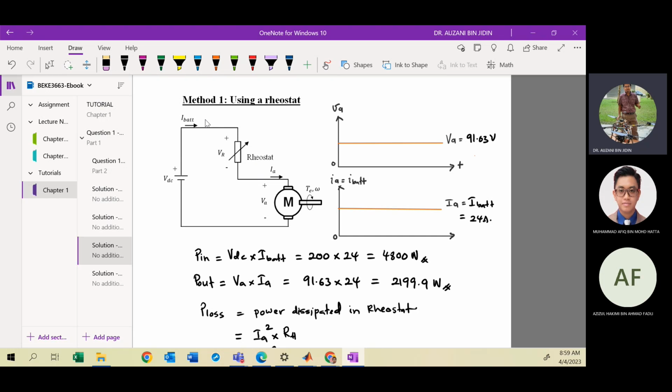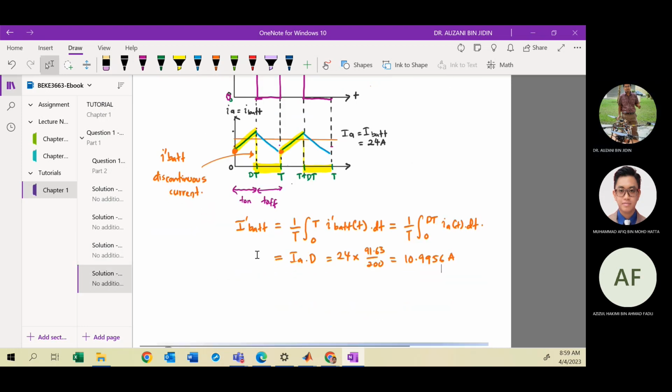So battery current here is 24 ampere. But for method number 2, the average current is 10.9, less than that obtained in method number 1.